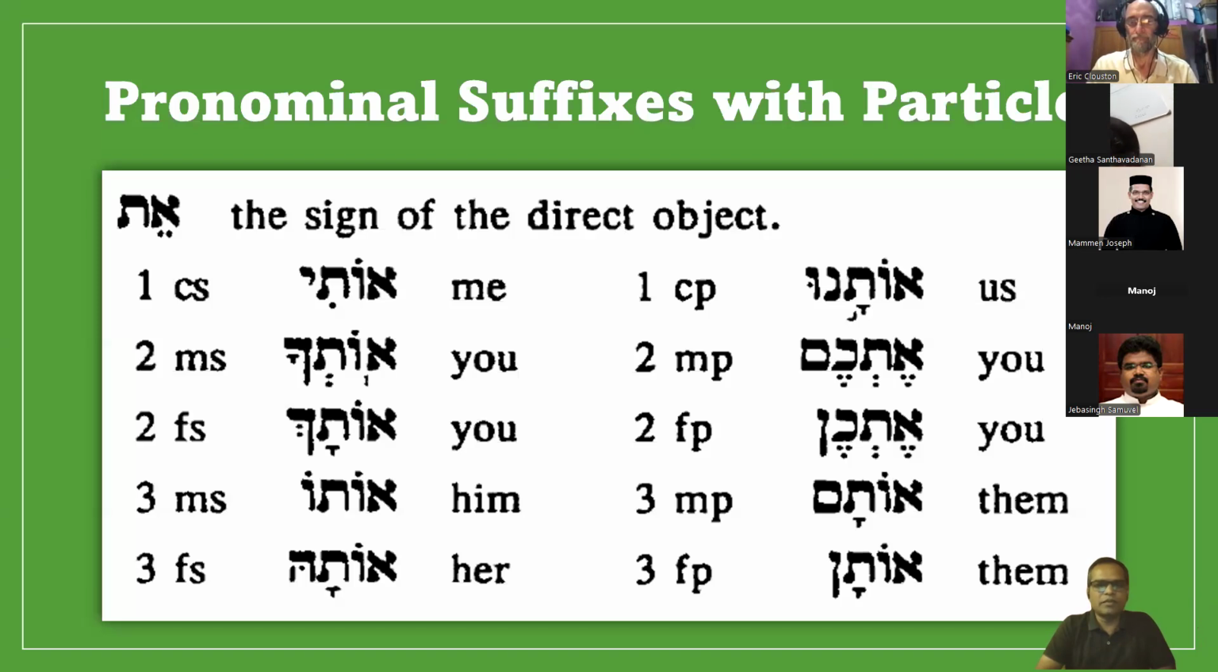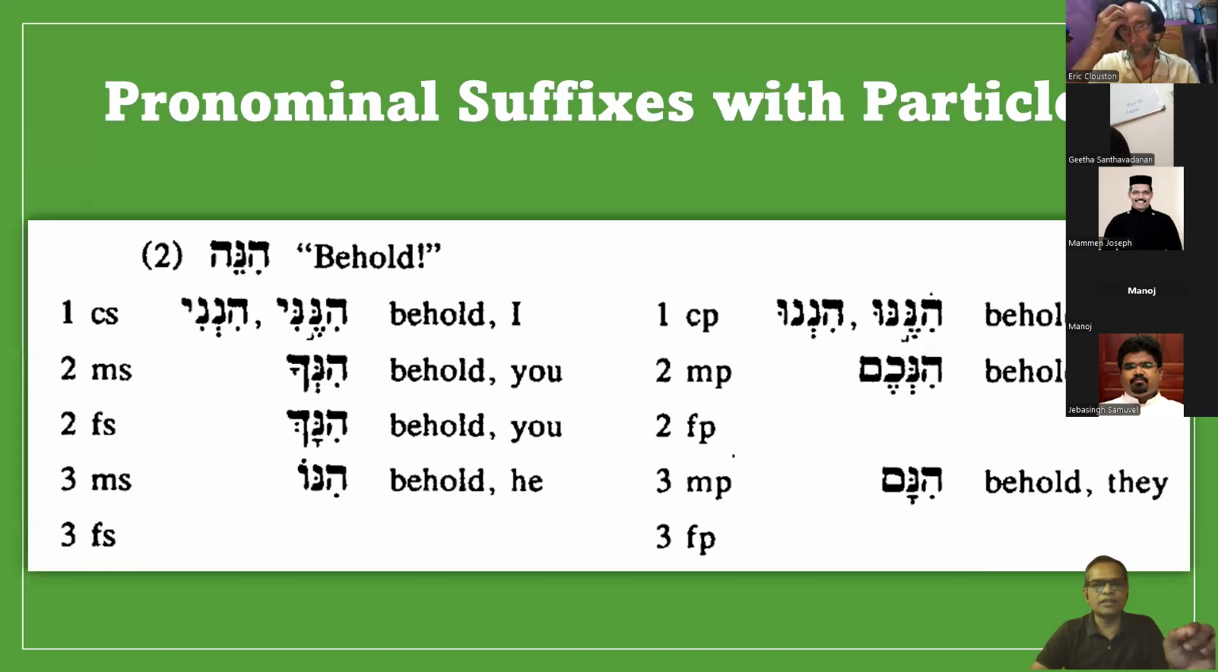For example, there may be a passage, 'the Lord said to me,' or 'the Lord told him, you will see there,' et, oto. So the sign of direct object will become the object. Just go through this and keep it in mind.